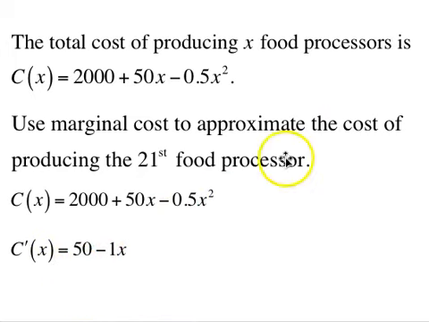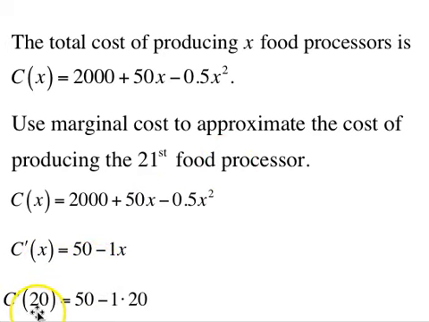I want to approximate the cost of producing the 21st food processor. That will be C prime of 20. So I plug 20 into our C prime function. So that is 50 minus 1 times 20. So we get C prime of 20 is 30. So what that tells us then, the approximate cost of producing the 21st food processor, one more food processor beyond 20, is an additional $30. And that will conclude this lesson.